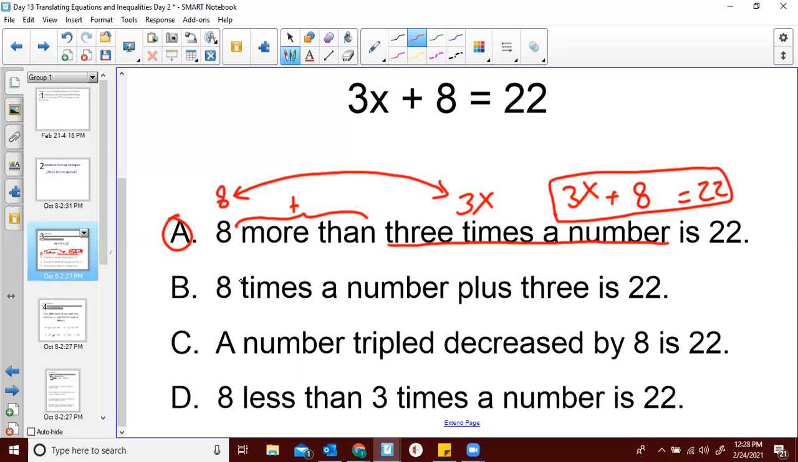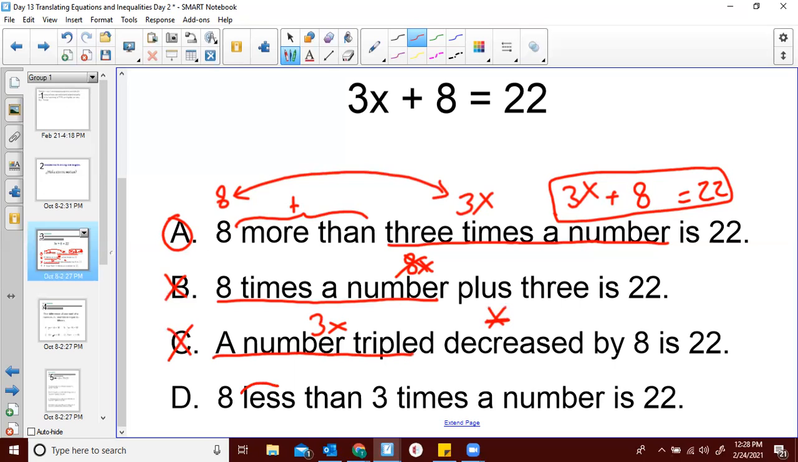So we have 8 times a number plus 3. So 8 times a number, that's just going to be 8x. Right away, 8x isn't what we're looking for. There's no 8x up here. Okay, so 8x throws us off. All right, C. A number tripled, which is going to be 3x, decreased, which is minus, and we're looking for a plus, so decreased is what throws us away.